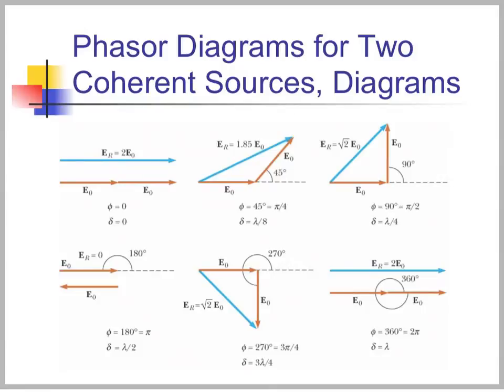So we can see this graphically. When the phase difference is 0, so the path difference is 0, then ER is just equal to 2 E naught. As I increase my phase difference, we're going to lower the resultant until I get a phase difference of 180 degrees. When I'm adding these two, I get total destructive interference. And if I increase the phase difference again, when the phase difference is 360 degrees, my ER is at a maximum again.